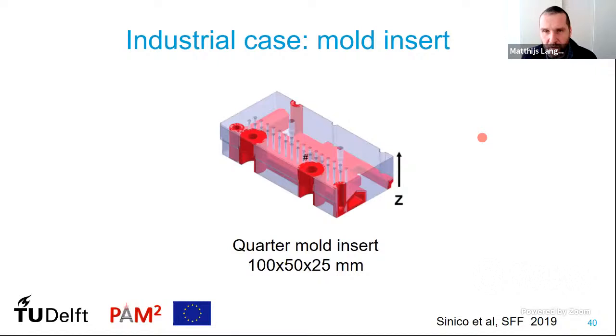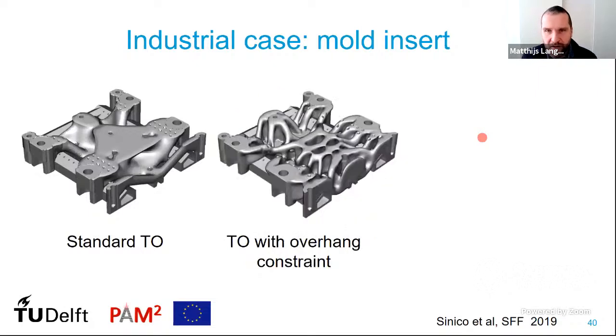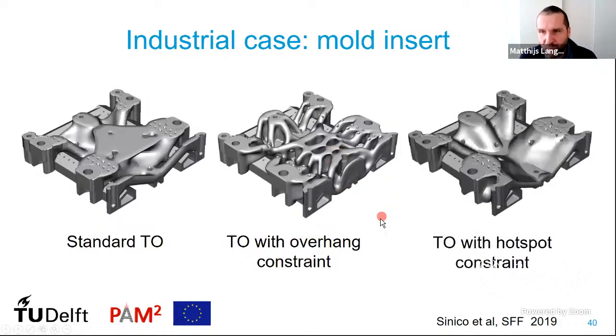Now, a final application example, where we applied this hotspot constraint to a real part. This is a mold for injection molding. With standard topology optimization, we obtained this geometry. With the overhang constraint, the 45-degree constraint, we get this layout. And with the hotspot constraint, we get this one. You can see they have a different effect because they also target different aspects of the fabrication process.